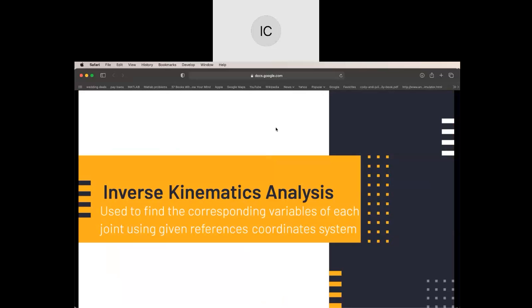Now the given reference coordinate system is used in inverse kinematics to find the corresponding variables of each joint with the given location requirement of the end of the manipulator. So this process involves multiplying each inverse matrix of T matrices and equalizing the corresponding elements. That's kind of confusing, but we're going to see the steps that are taken in the next few slides. But using the inverse kinematic solution allows us to use the value of each joint to place the arm at a specific position and orientation.